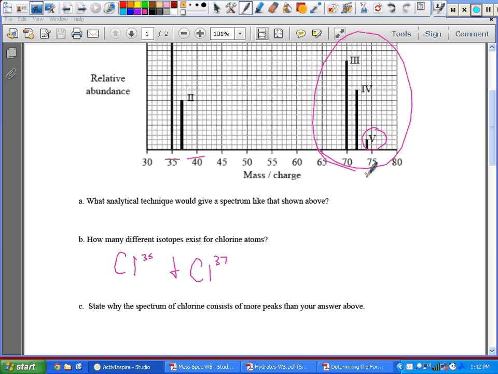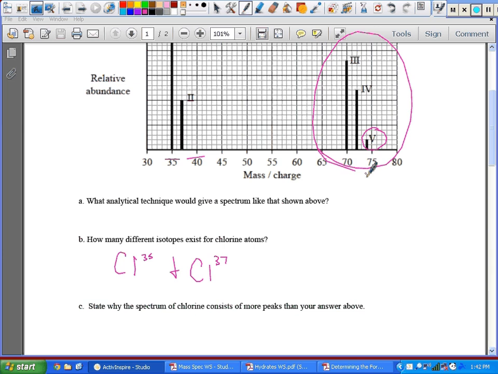What was peak 4 made of? 35 and 37. That's 35 plus 37, which is 72. That's why that peak shows up. And then what was the last peak for? 2 37s. They got together to form a chlorine diatomic. So that's where that came from. So there are only 2 isotopes.